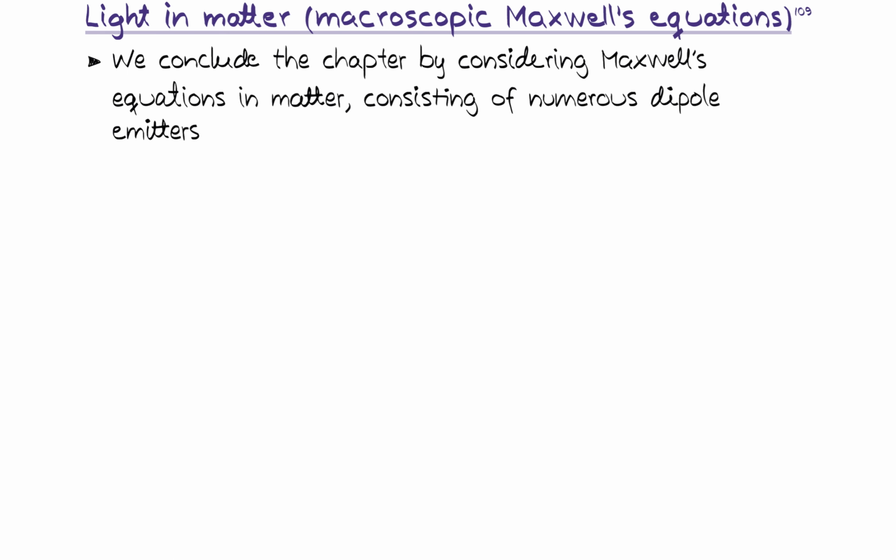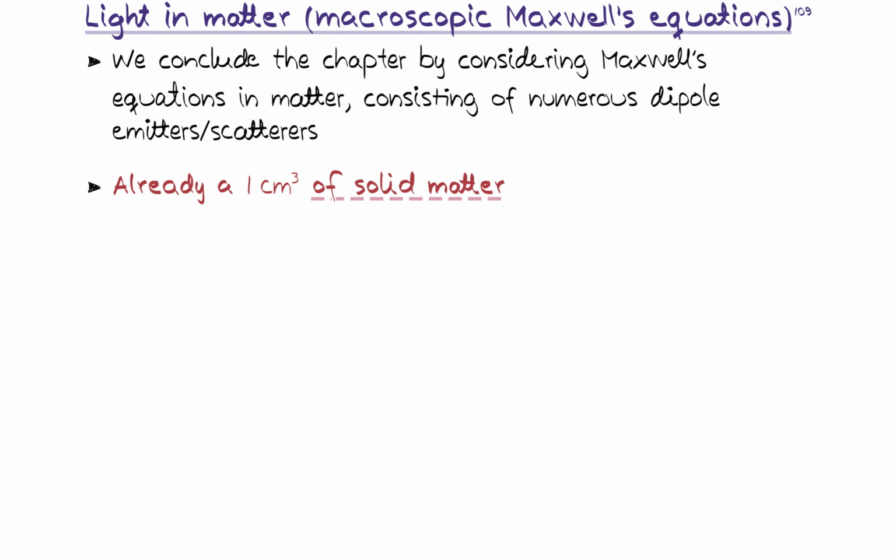And any solid matter and also gaseous substances consist of numerous dipole emitters or scatterers, and that's the kind of problem that we're facing when we are trying to generalize our approach. Especially when we're looking at a solid material, and this is a good rule of thumb I like: already 1 cubic centimeter of solid matter consists of roughly 10 to the power of 23 atoms. And this means that we have a huge amount of scatterers and emitters that somehow modify propagating light.